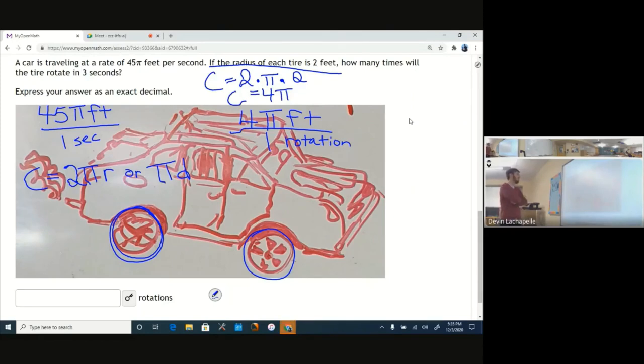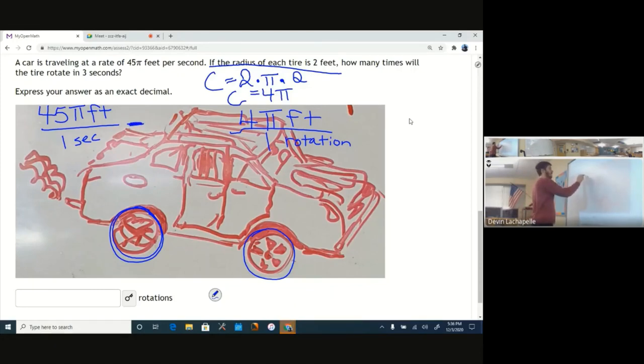So I have 45 pi feet per second, 4 pi feet in one rotation. Well, I got to cancel out my feet. If I can somehow get feet divided by feet, I'll be good to go. So what I'm going to do is take my 45 pi feet per second, and divide it by my 4 pi feet per one rotation. Just like that. How does that help me? Well, what's dividing by a fraction the same as? Multiplying by its reciprocal.